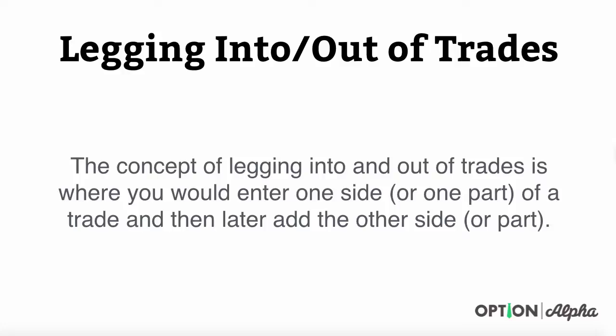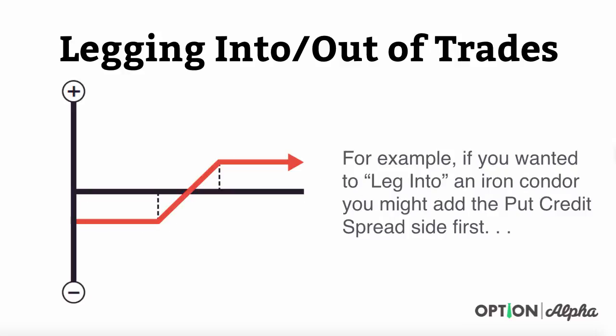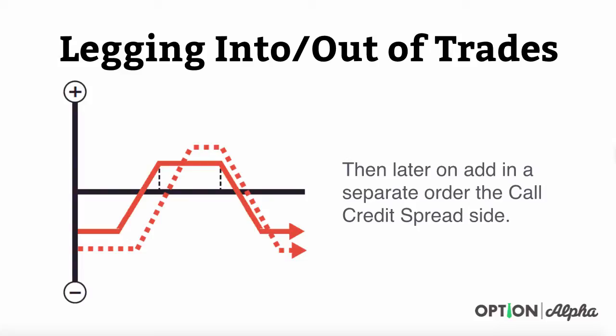So this really doesn't apply to single leg option trades, it's really multi-leg trades, and these would be things like credit spreads, iron condors, butterflies, strangles, straddles, whatever the case is. Anytime that you're trading multiple different sides of trades, you could argue that sometimes you could leg into or out of trades. So for example, if you wanted to leg into an iron condor, you might add the put credit spread side first, and then later on add the other side of the trade, which is the call credit spread side, and create that iron condor.